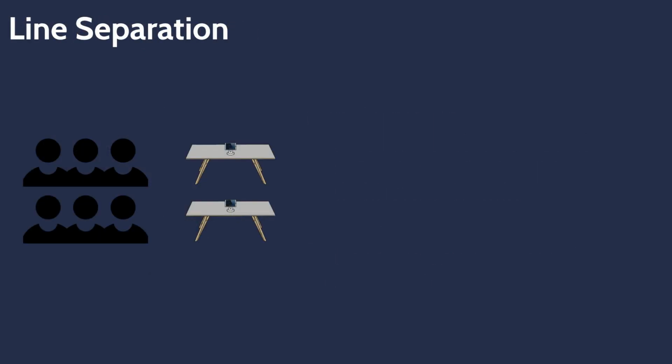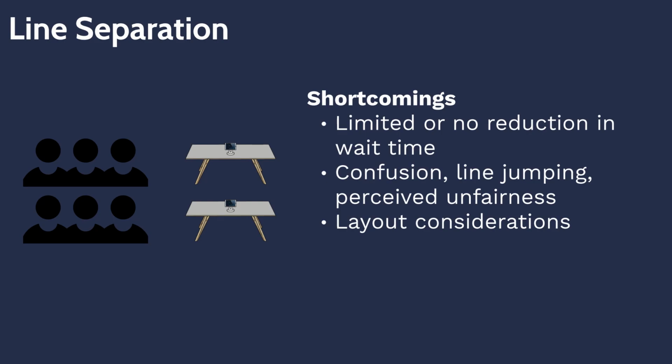The line separation method requires no additional direct costs to implement. However, this method increases voter wait time in the presented case. Additional challenges with the line separation method include potential confusion or line jumping by voters, perceived unfairness if one line moves faster than the other, and additional considerations when laying out the voting equipment.